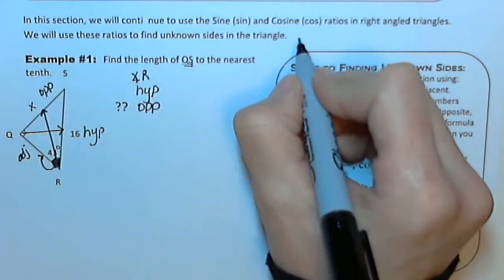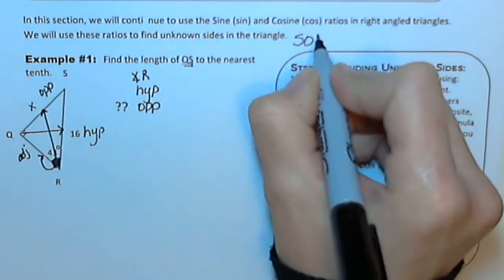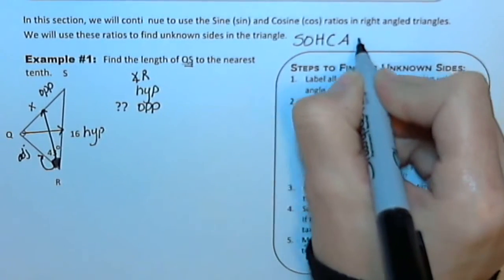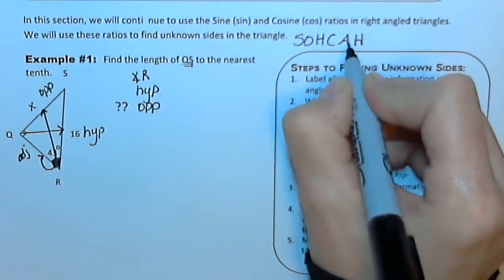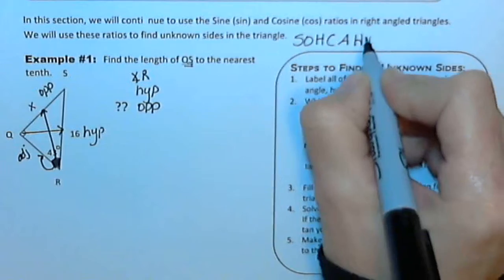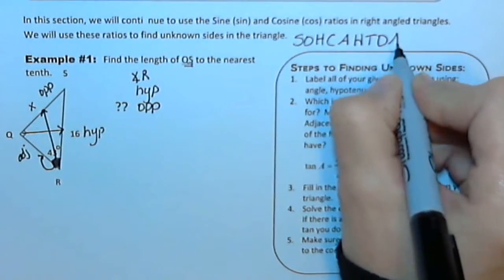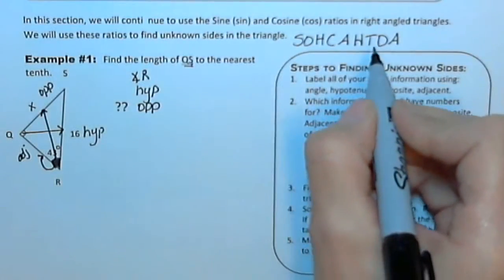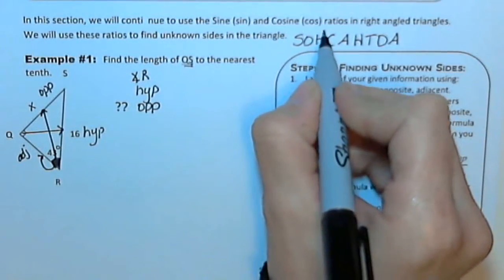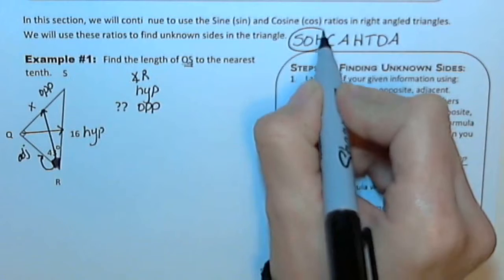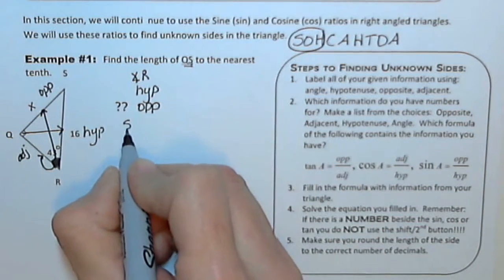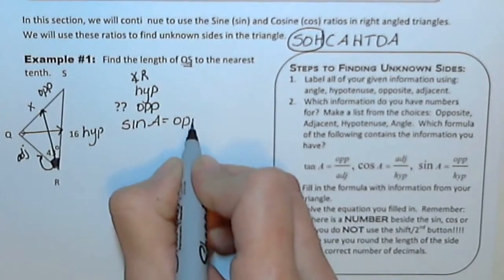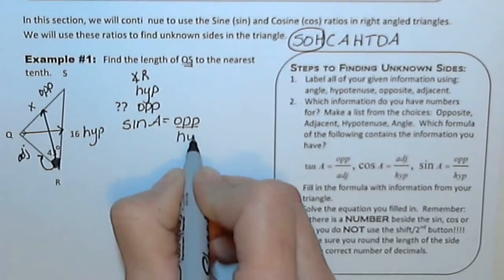And again, let's write our acronym. Sine is opposite over hypotenuse, soh. Cosine is adjacent over hypotenuse, cah. Tan is opposite over adjacent, toa. And I need a hypotenuse and an opposite, and that looks to me like it's going to be sine. So let's write down our formula for sine. Sine of angle A is equal to opposite over hypotenuse.